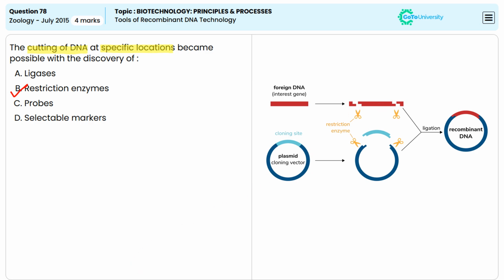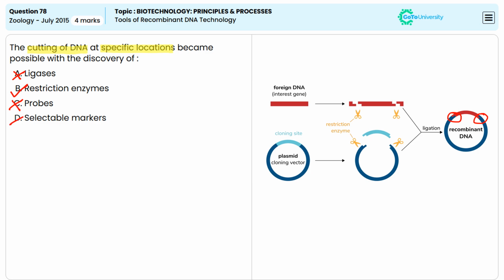Whereas coming to option A, ligases, these are the enzymes that join, that is by the process of ligation, two pieces of DNA by forming phosphodiester bonds. So option A is incorrect. Option C, probes. Probes are short labeled DNA or RNA sequences which are used to detect the presence of complementary sequences in a sample. So option C is incorrect.